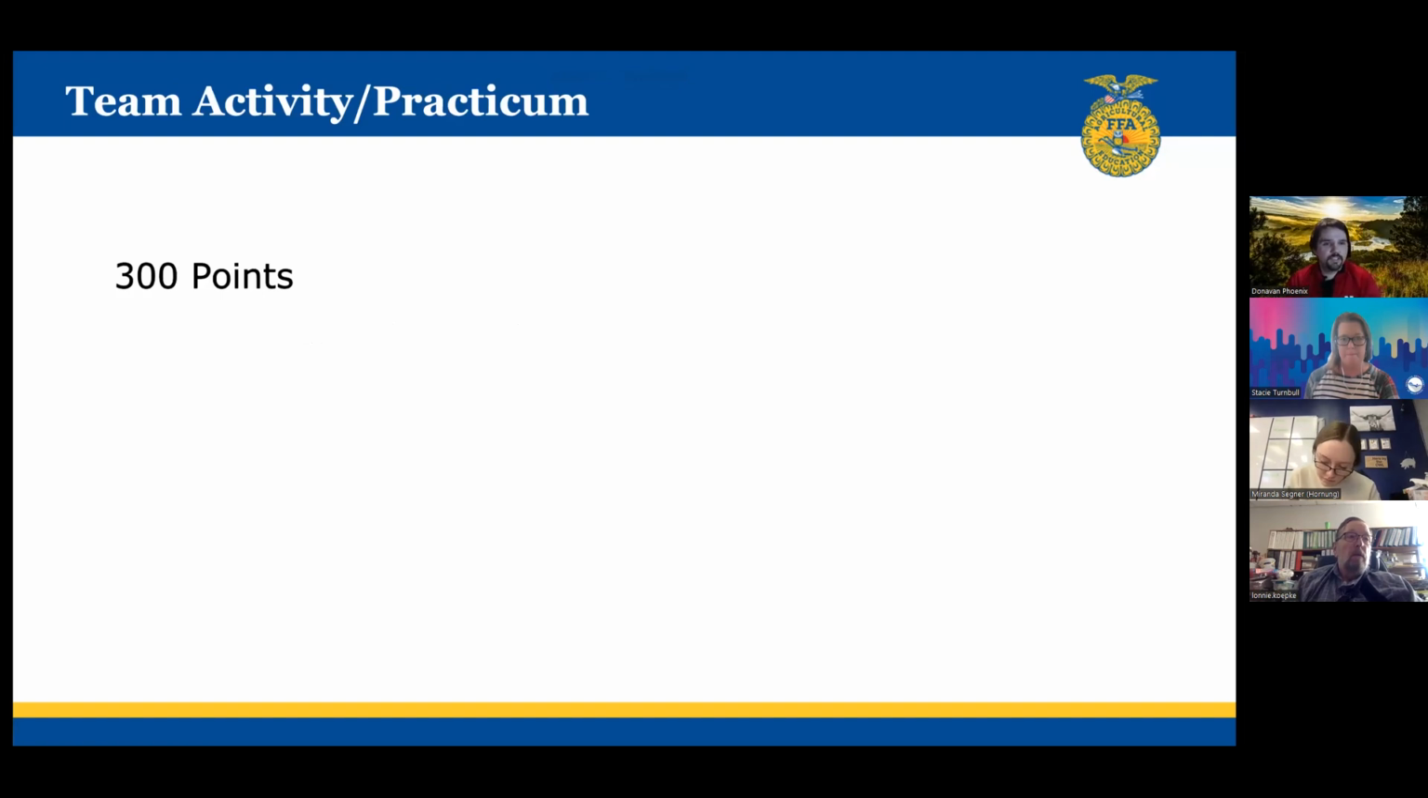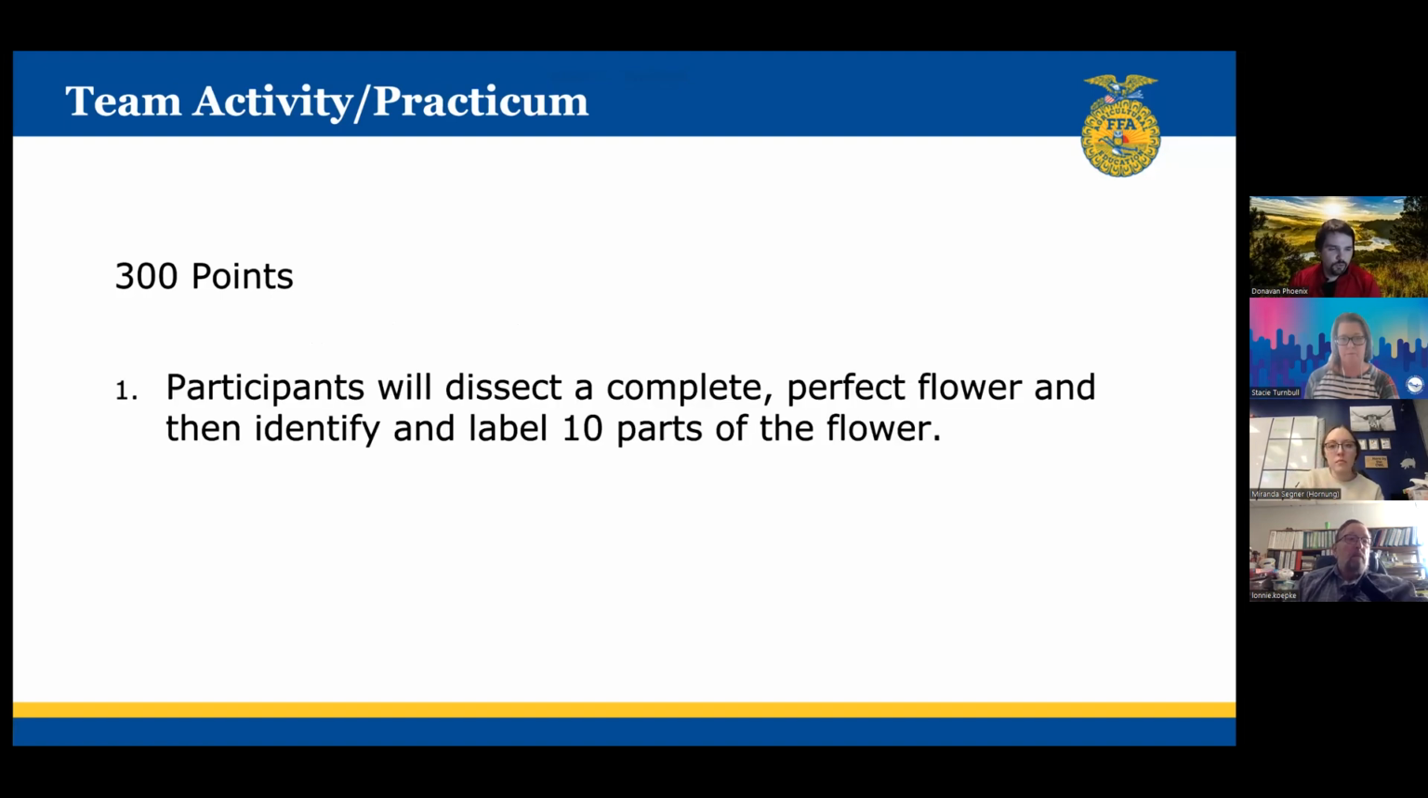As far as the team activity and practicum, we'll break it down by points. The team activity and practicum is worth 300 points. Within this year's theme, participants are going to dissect a complete perfect flower, and then they'll be identifying and labeling 10 parts of the flower. On the study materials page that I showed earlier, it breaks down the potential parts of the flower that students will be identifying. But again, 10 of those parts students are going to have to identify and then also label.